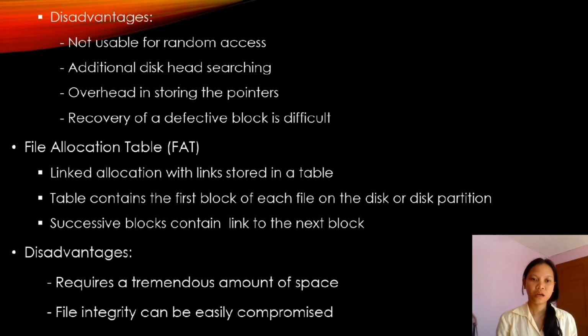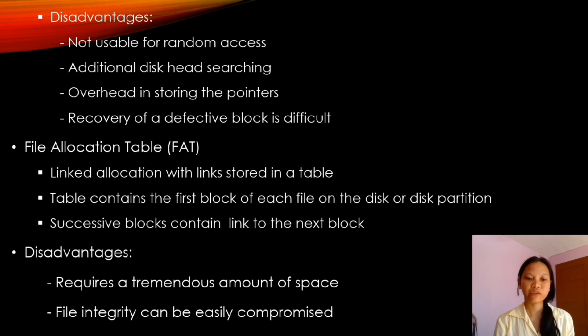Disadvantages are that it is not usable for random access, there is additional disk head searching, there is overhead in storing the pointers, and recovery of a defective block is difficult. Under it is the file allocation table. FAT is linked allocation with links stored in a table. The table contains the first block of each file on the disk or disk partition. Successive blocks contain a link to the next block, which also has disadvantages, which you can see on the monitor.